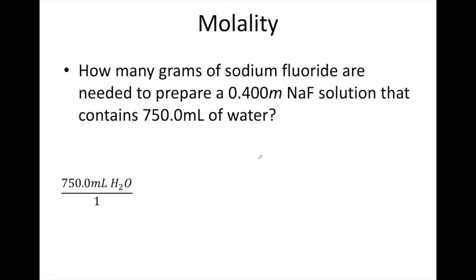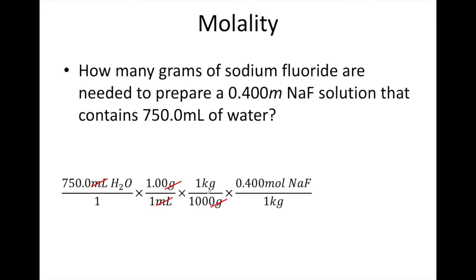So let's start with our volume of water. We have 750 milliliters of water. Now, the density of water, we had that last time, so we need to use that when we're doing molality calculations. So this is going to get our units from milliliters to grams. Next, we can convert that to kilograms of solvent. So now I've got my solvent in kilograms.